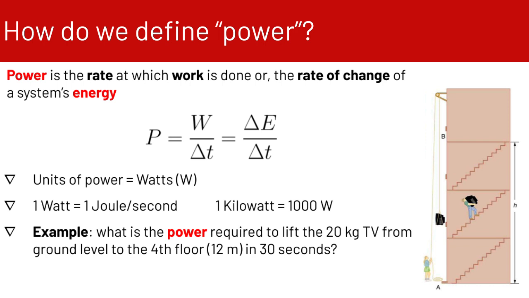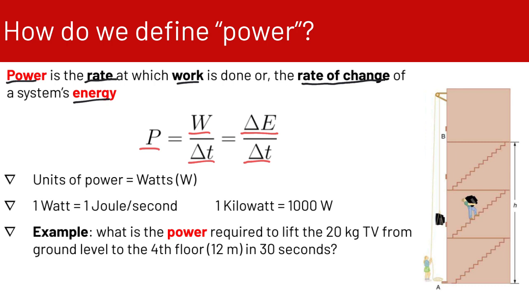So power is the rate at which work is done, or we can also think of it as the rate of change of a system's energy. So for the equation, we have P is equal to W over delta T. So power is equal to work over the change in time, or change in total energy divided by change in time. So power is equal to, again, the change in energy divided by the change in time.